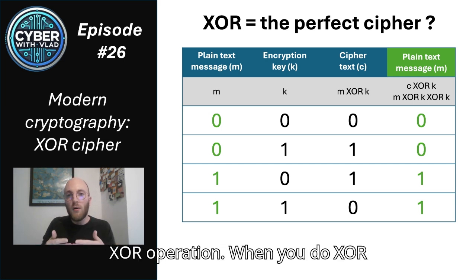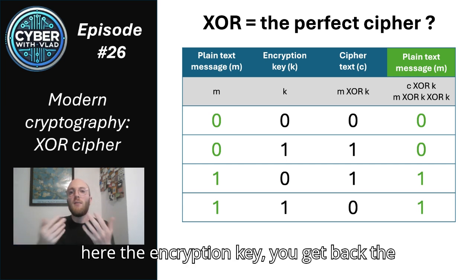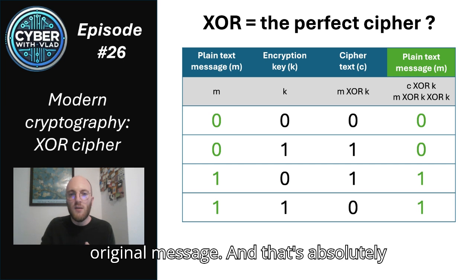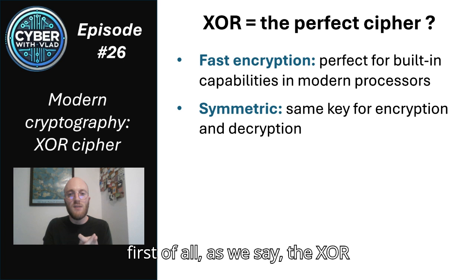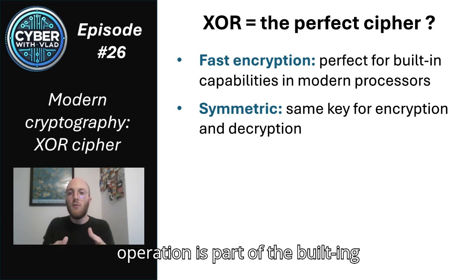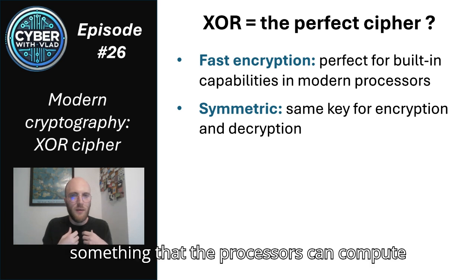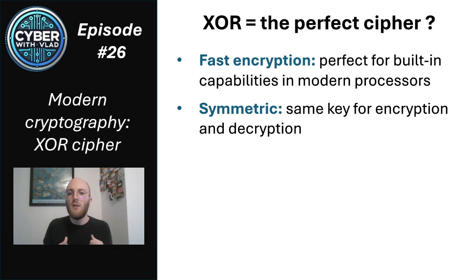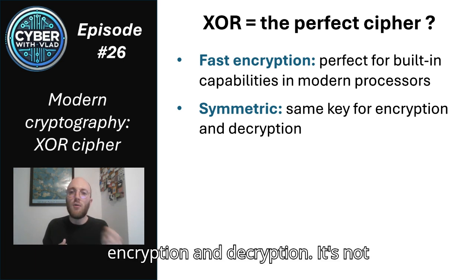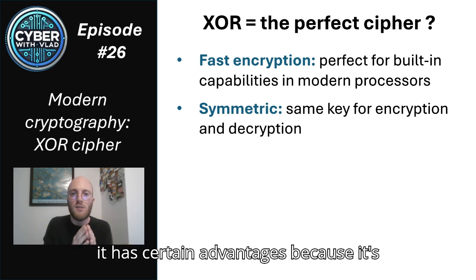When you do XOR twice in a row with the same element, here the encryption key, you get back the original message. That's fantastic for modern computers because, first of all, the XOR operation is part of the built-in mechanisms of modern processors, so they can compute it extremely fast. And it's symmetric, so we use the same key for encryption and decryption. It has certain advantages because it's straightforward.